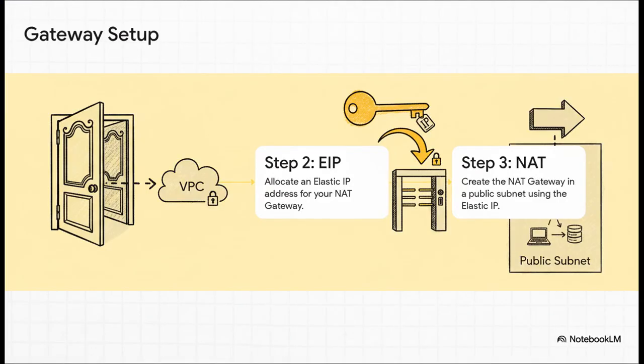Setting this up with a command line is a really logical three-step dance. First, we create and attach that main front door, the Internet Gateway. Simple. Next, we have to reserve a permanent public IP address. That's the elastic IP, which is just a static IP that won't change. This gives our one-way door a fixed address. Finally, we create the NAT gateway itself and we stick it in our public subnet, which gives it a path to the internet to do its job.